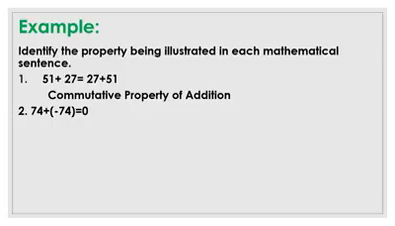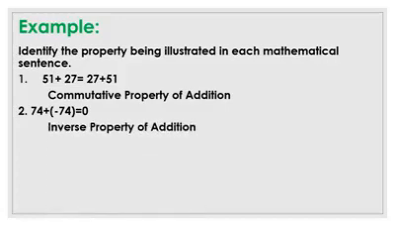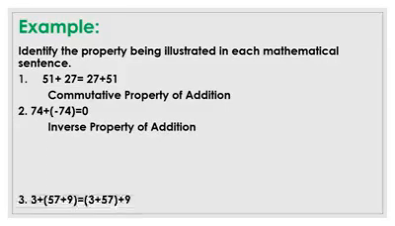Next, we have 74 plus negative 74 is equal to 0. So in this case, you will notice that there is a negative and there is a positive wherein we apply the opposites. So if we apply the oppositeness, therefore we have the inverse property of addition.